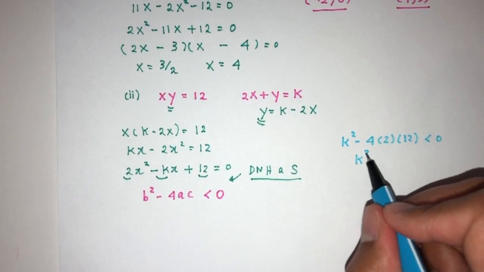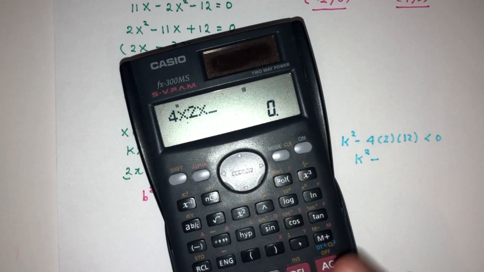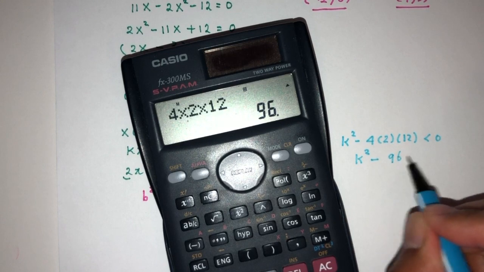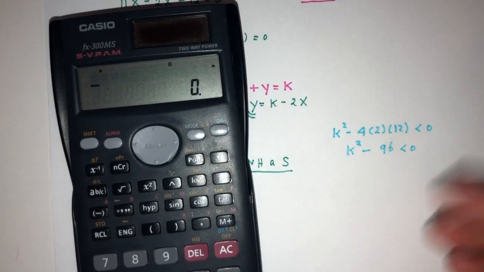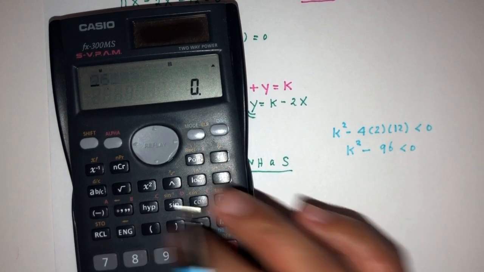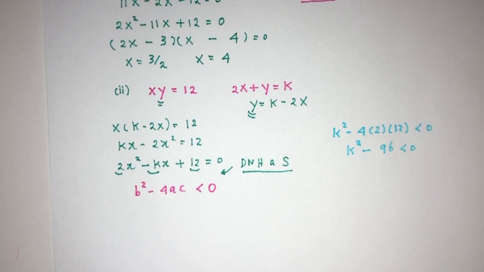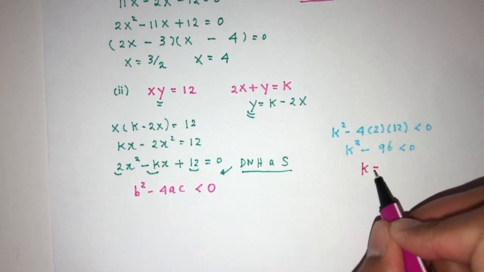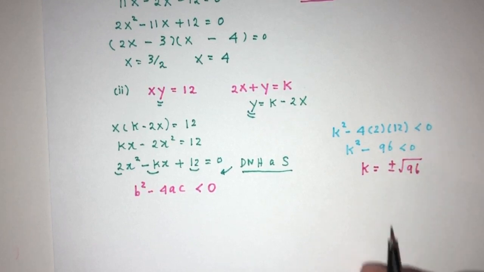So k squared will be what? Here we have minus 4 times 2 times 12. That should be 96. So we can try to solve this the usual way. We can find the root of 96. That should be, it's not exact. So let me see if I made a mistake here. No, I did not. So k for the critical values will be plus or minus root of 96.